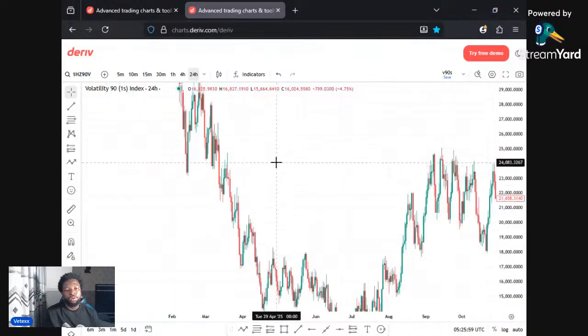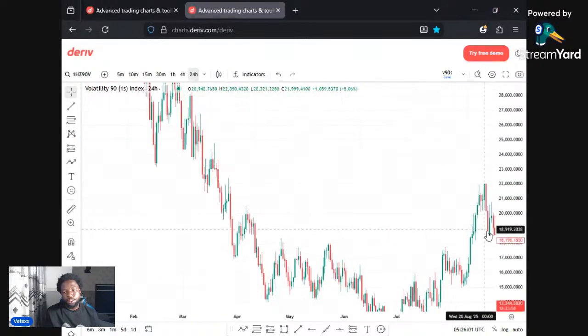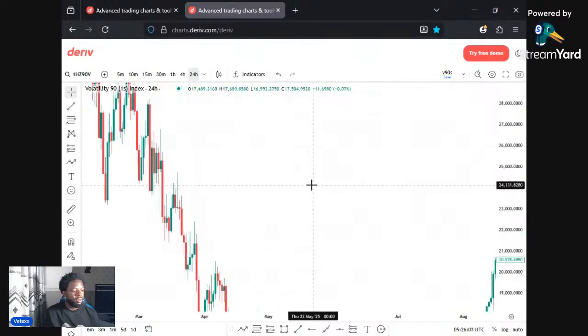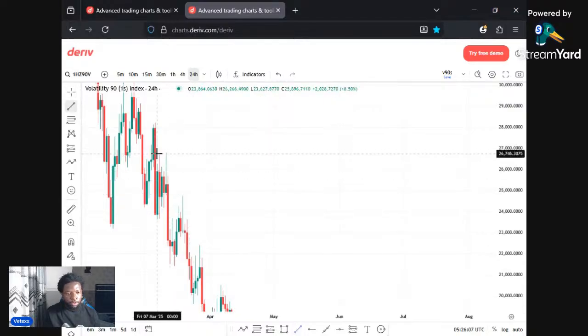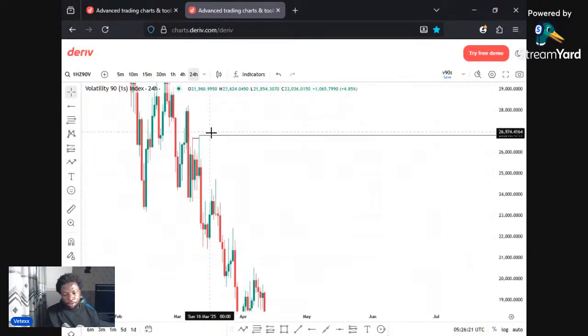So first of all, on the 24-hour time frame on V91S, we have this. We have our sweep of liquidity right here. And we have our protected high right here. Rule number one. Rule number two is here. First break of structure.